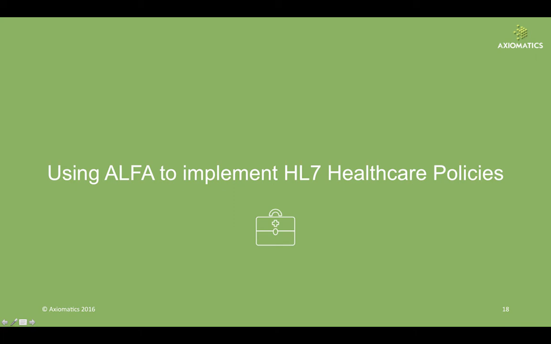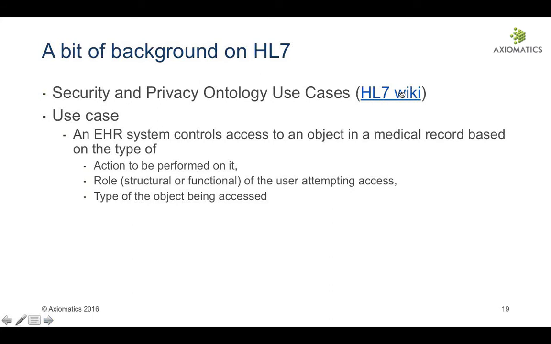Okay, so we are going to use ALFA to implement, well, essentially a core HL7 policy with an addition, we can say. And HL7, for those who don't know, we just picked HL7 as a way to simplify this. Obviously, any type of policies can be modeled in ALFA, but we figured we'd pick something that's already publicly defined in terms of use cases. And there is an HL7 wiki that we have a link to here that defines these use cases.